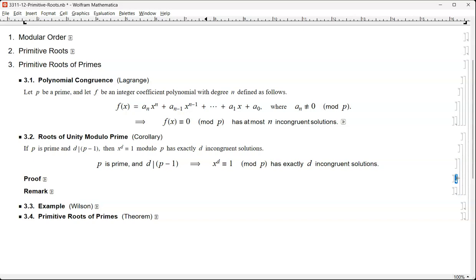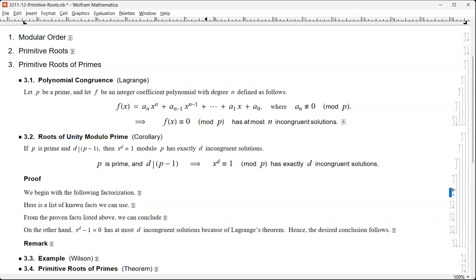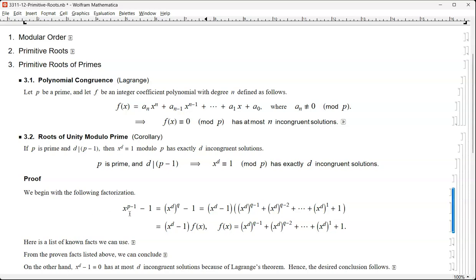Well, let's begin with the Fermat polynomial, x to the p minus 1 power minus 1. And this thing is congruent to 0 for all non-zero x values. So x is 1, 2, 3, 4 up to p minus 1, then fine. If x is 0, then of course that's different, but we are not considering 0.